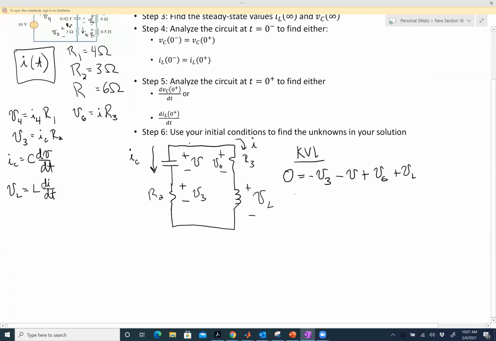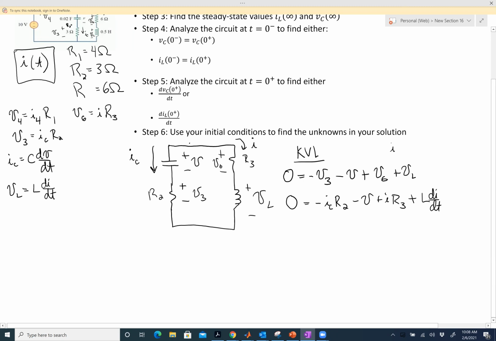All right, then I keep going with this. I say 0 equals minus V3. So I just go straight to my constitutive relationships and start plugging stuff in. So minus IC times R2. That was my V3. My V is just the capacitor voltage. Just going to leave it that way. V6 is I R3. And VL is L di/dt.